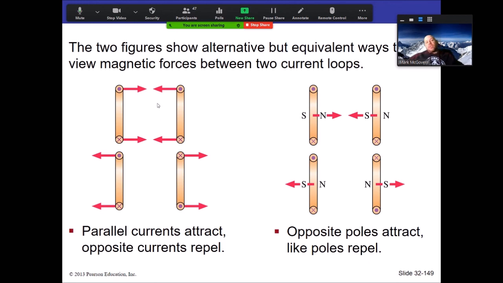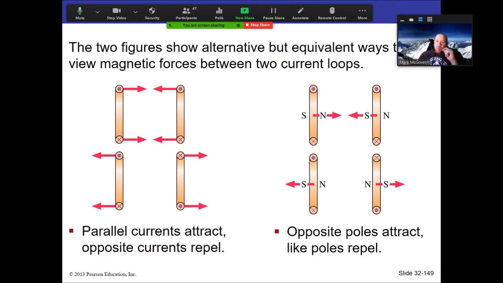Now, this makes sense when you consider that we've equated current loops to bar magnets. So the ones on the left up here are redrawn on the right here, identifying how these are like bar magnets. So the magnetic dipole for the left one on the top here points to the right, and the other one points to the left. North and south poles are aligned. That's going to result in an attraction.